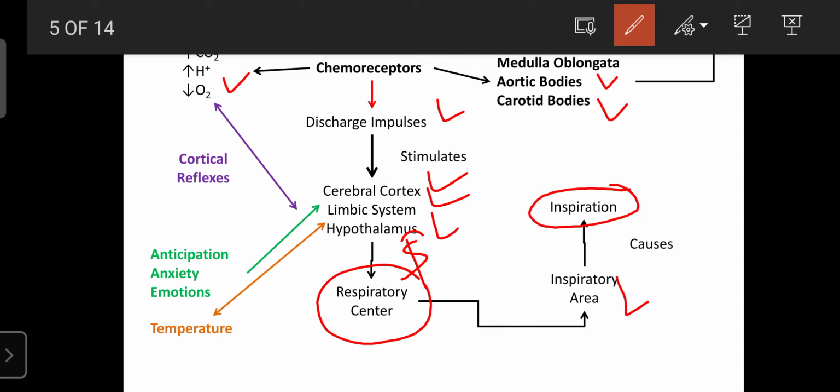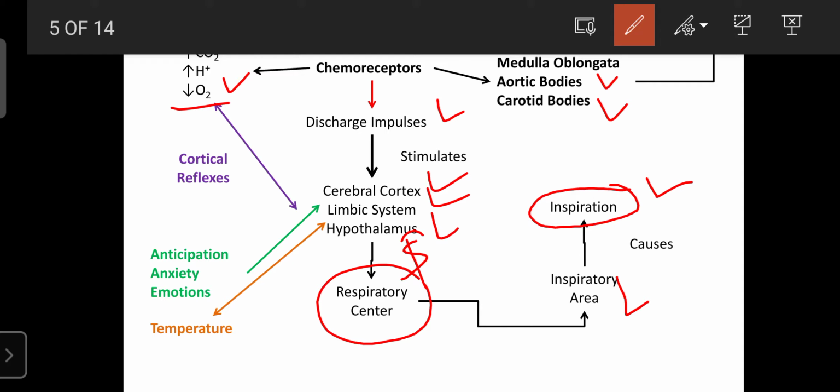So like that, the excess carbon dioxide can be expelled by inspiring oxygen. The oxygen level can be corrected by stimulating the inspiratory area and enhancing inspiration. That is helpful for the exchange of oxygen and carbon dioxide, then the blood will contain oxygen instead of a lot of carbon dioxide. So that's why the chemoreceptors also play an important role in the regulation of respiration.